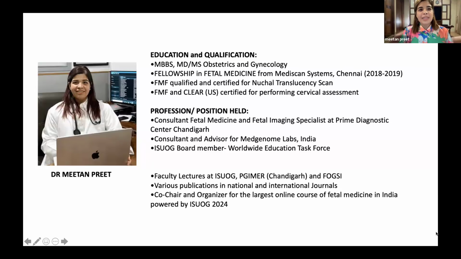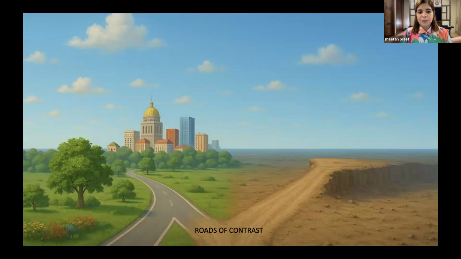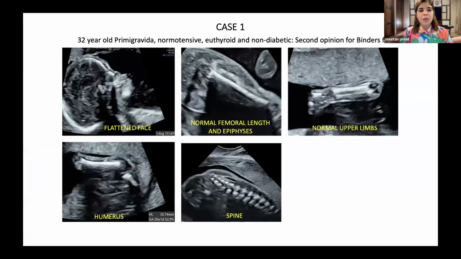Without further ado, let me take you through Roads of Contrast, a short story of two cases, one similar diagnosis, but two different roads for the patient. Moving on to case number one. A 32-year-old primigravida walked into the clinic, asymptomatic. She came in for a second opinion for Binder's syndrome. I assume that everybody knows what Binder's facies is. It is a flattened face, which is very, very obvious here.